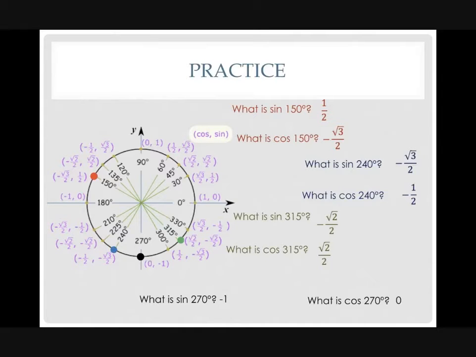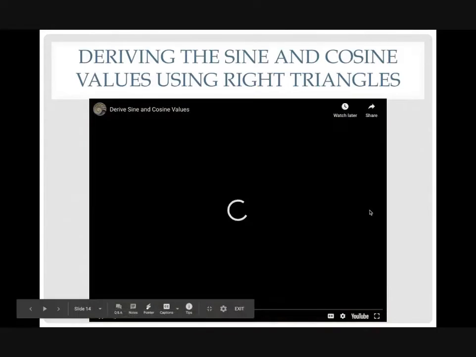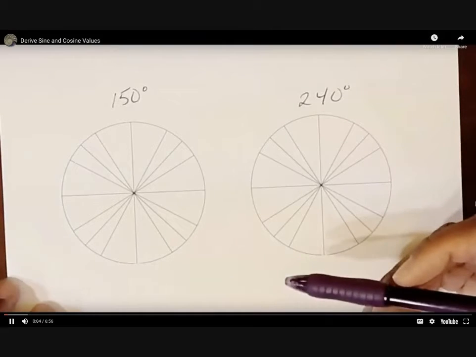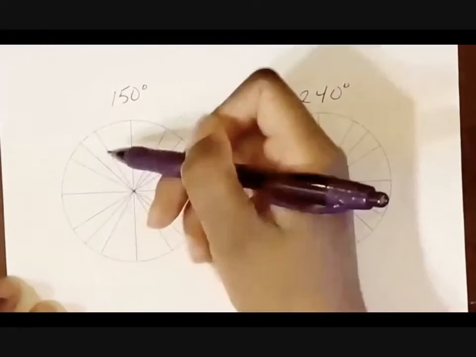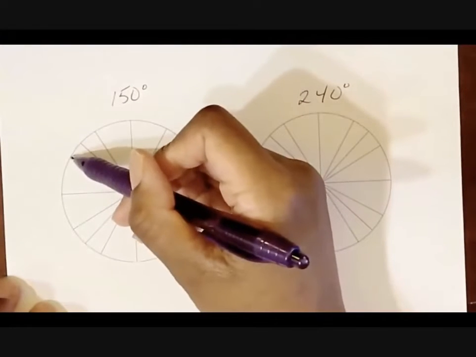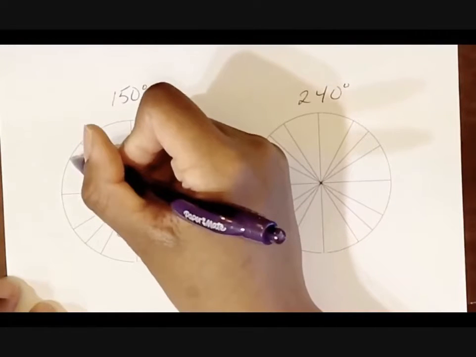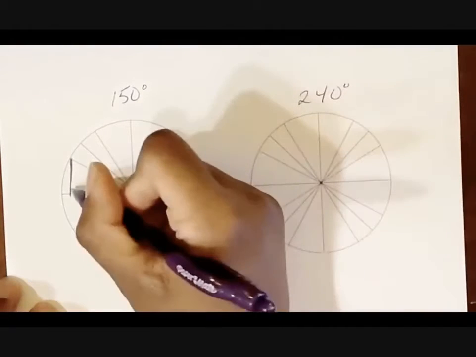And we can also derive this using right triangles, drawing right triangles from these points to the x-axis, as I'll show in the next slide. So now we're going to derive sine and cosine for 150 degrees. So if you look at 150 degrees on your unit circle, we're going to create a right triangle. So I'm going to create a perpendicular line right here.